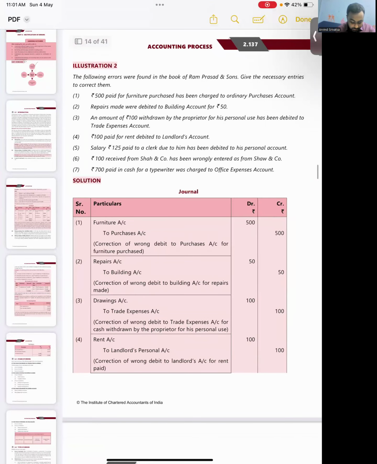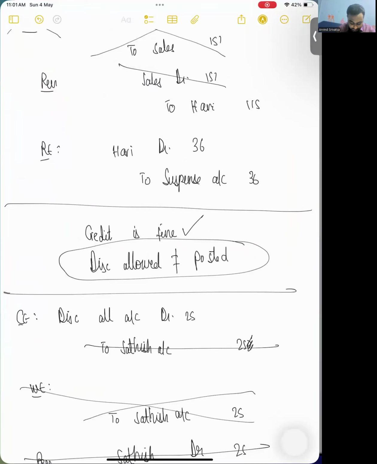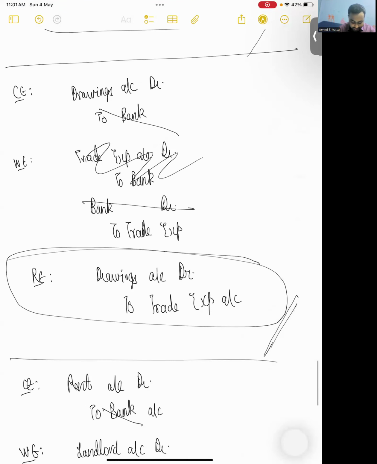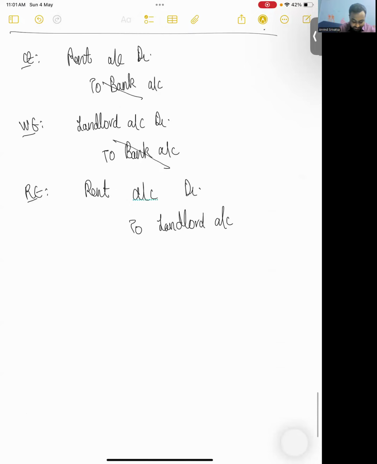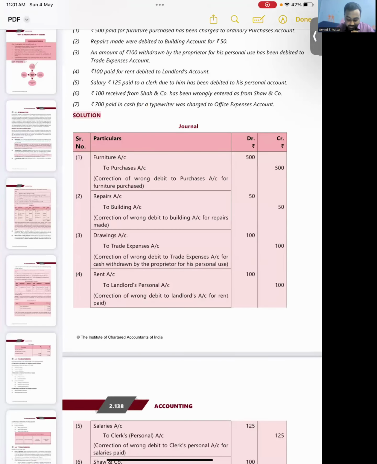Perfect. Next, salary 125 paid to a clerk due to him has been debited to his personal account. Again, this is the same entry again, same as the previous one. So your correct entry is salary account debit to bank. Your wrong entry is your staff's personal account debit to bank. Your rectification entry is your salary account debit to your staff's personal account. It's just that the account name has been changed.